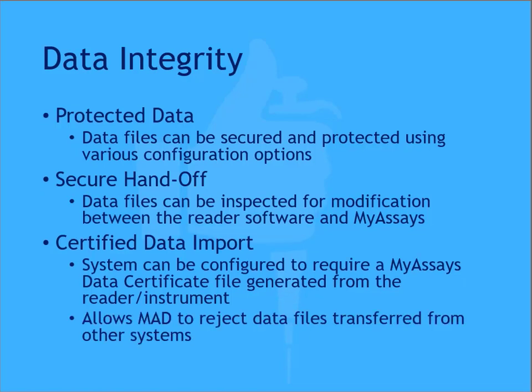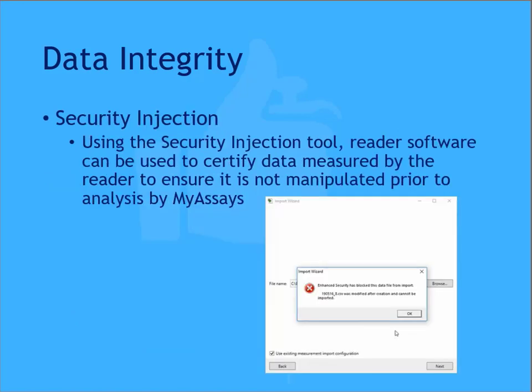It can also restrict the import of data from a specific computer, blocking attempts to transfer data collected or modified on a separate system. If your existing reader software cannot certify data files, the optional MyAssays Security Injection tool can be used to add data certification to existing third-party data collection software. By using the Security Injection tool, reader software can be configured to create a MyAssays data certificate. With MyAssays Desktop configured to only accept data files that have a certificate, you can assert that data has not been manipulated prior to analysis.